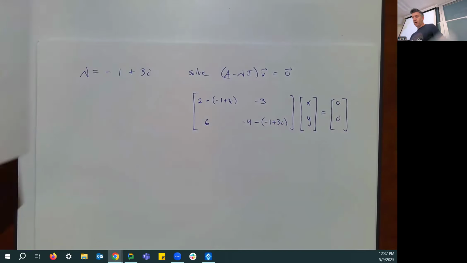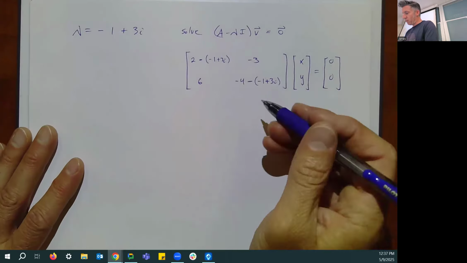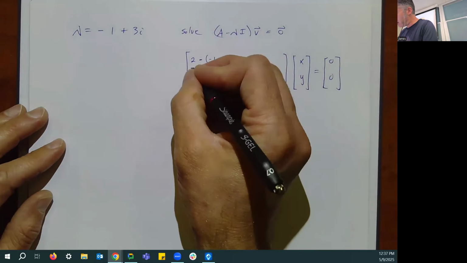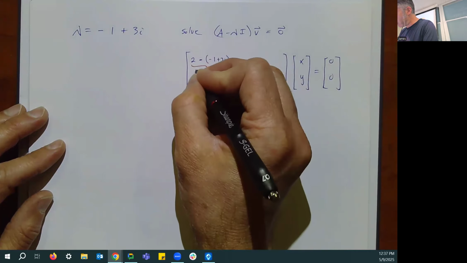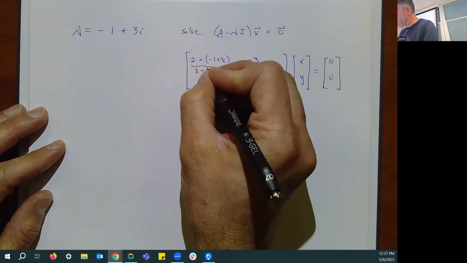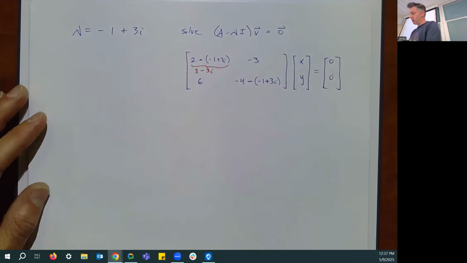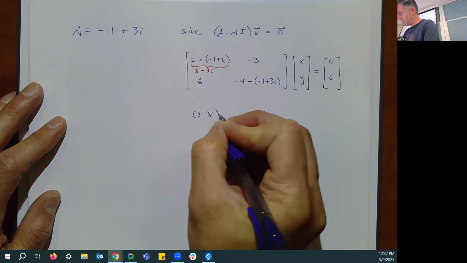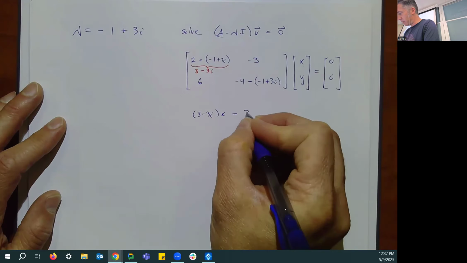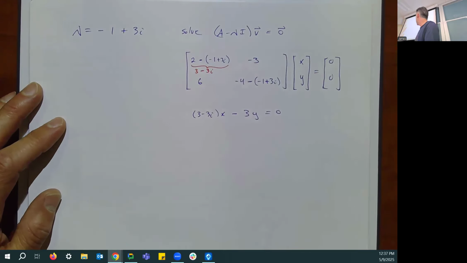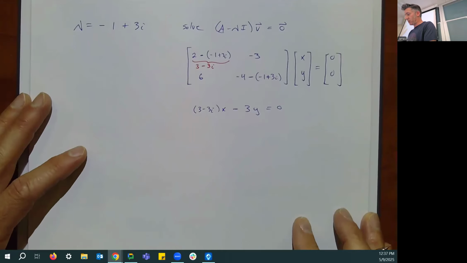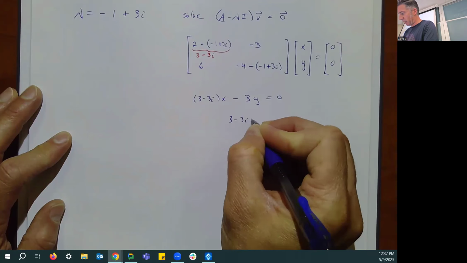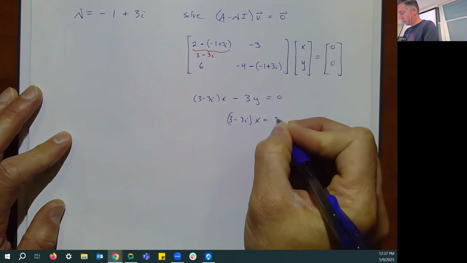So doing it this way, I almost always use the first row. My first row is going to become, let's see, this 2 minus -1 plus 3i simplifies as 2 plus 1, so 3 and a minus 3i. So I end up getting my first equation being 3 minus 3i times x minus 3 times y equal to 0. And I would probably do this as quickly as possible by adding 3y to both sides, so that 3 minus 3i times x equals 3y.